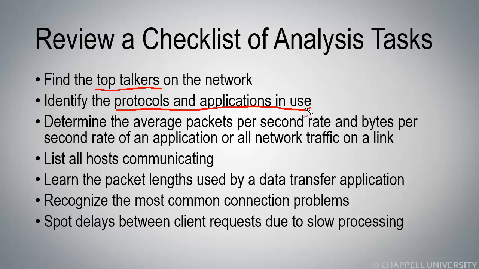You can identify the protocols and the applications in use. Now, this can be used for security purposes, certainly. If you suddenly see TFTP showing up and you don't expect to see that traffic, that should alert you to do a little bit further investigating. You can figure out the average packets per second rate and bytes per second rate of an application or all the network traffic. For the application, this is nice because you can get a general idea of how quickly an application should be able to function across a network.